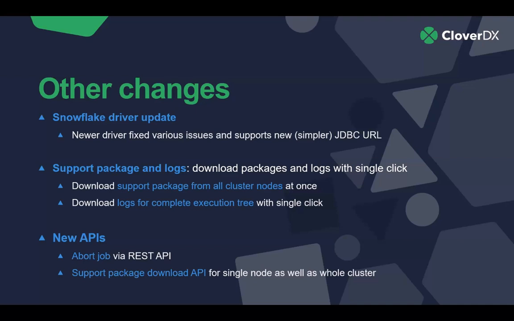To allow you to automate these tasks, we implemented a few new APIs. There are 2 new APIs that allow you to download the support package automatically. One of them is for single server downloads, and the other one is for downloading the support package from all cluster nodes, like in here. And we also implemented a new abort job API that allows you to stop the job. So far, you had to use a simple HTTP API, but now we have a newer API for that through REST API.